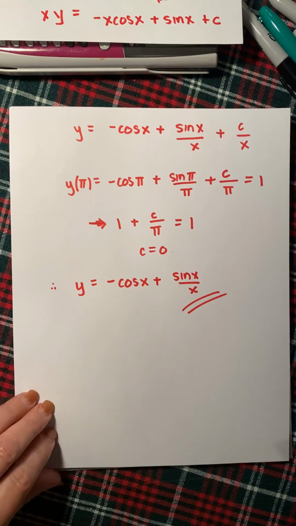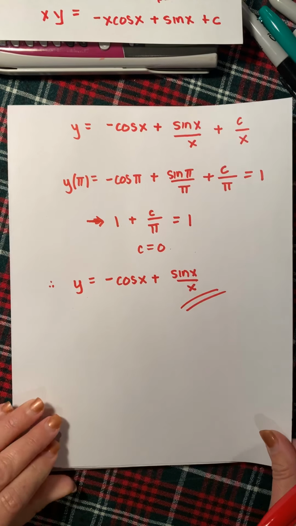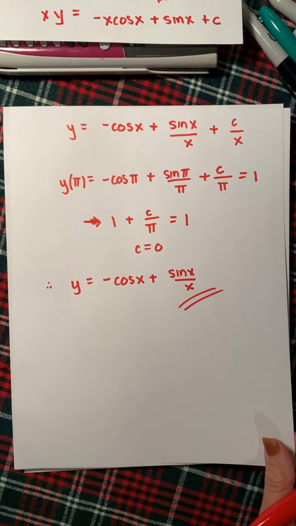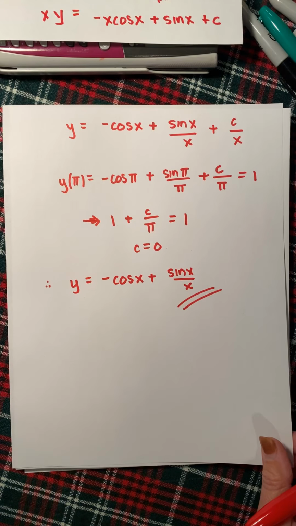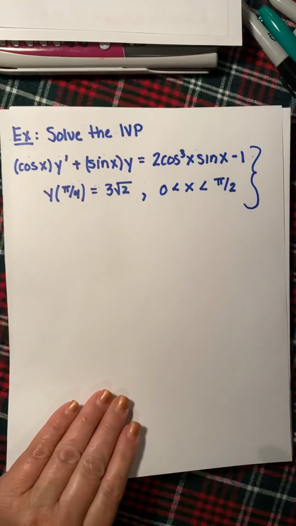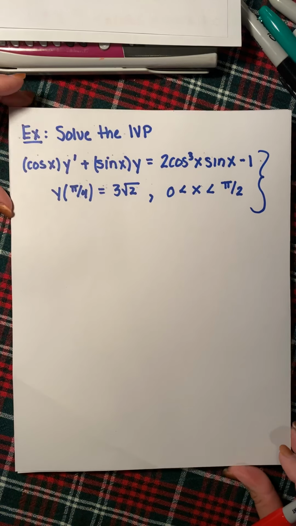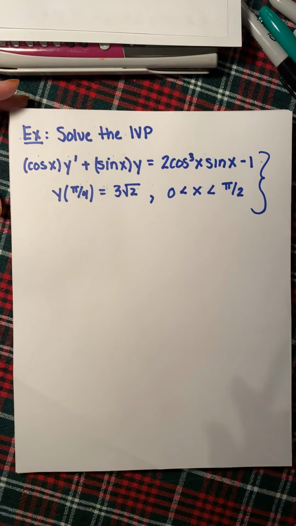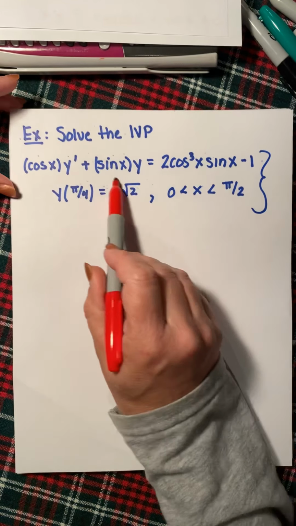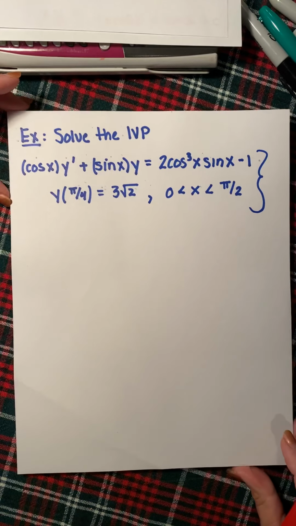All right, I have one more for you, and I liked this one because I loved the complexity of the integration. So let's look at this initial value problem. Cosine of x times y prime plus the sine of x times y equals 2 cosine cubed x sine x minus 1. It's an initial value problem, so we know we're not going to leave a c in our final answer.